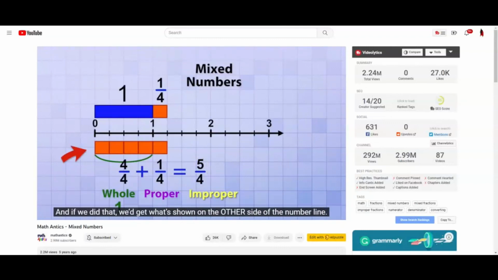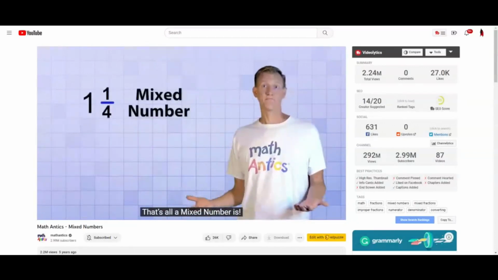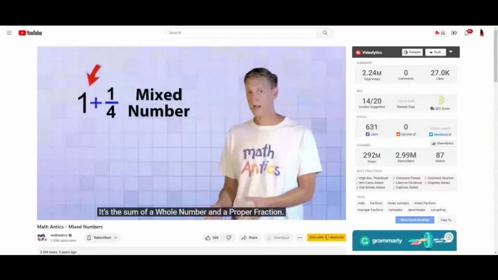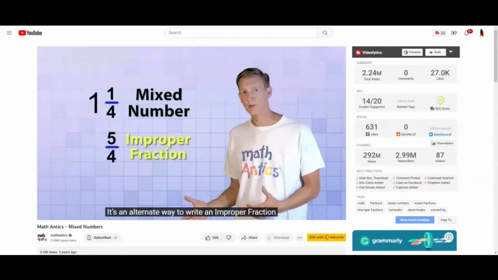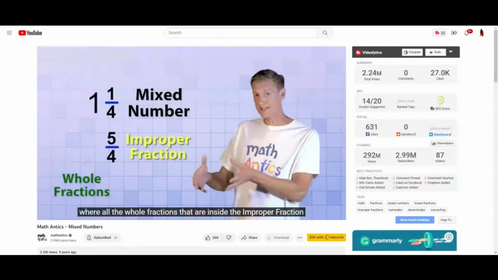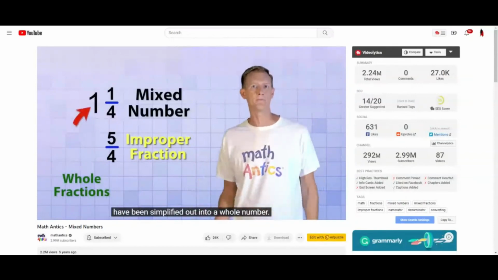And if we did that, we'd get what's shown on the other side of the number line. We'd get the combination of the whole number 1 and the proper fraction 1/4. In other words, we'd get a mixed number. That's all a mixed number is. It's the sum of a whole number and a proper fraction. It's an alternate way to write an improper fraction where all the whole fractions that are inside the improper fraction have been simplified out into a whole number.